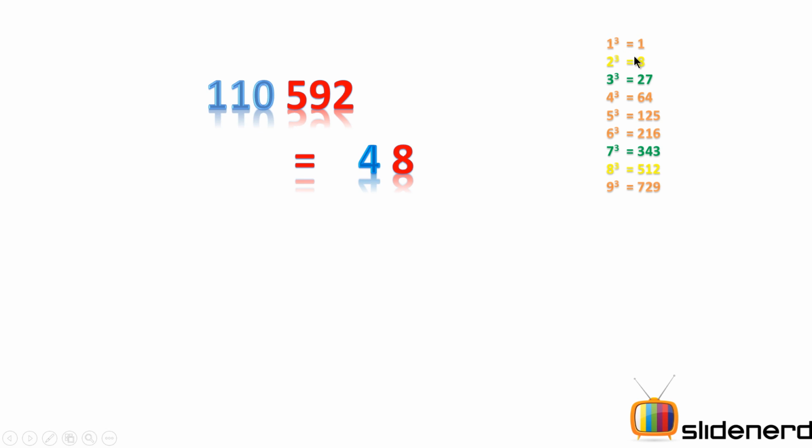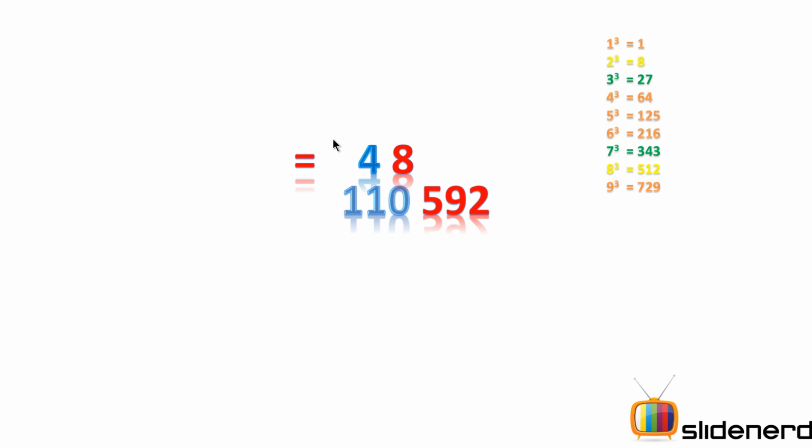Now, if I look at the table, 110 is greater than 4 cubed, that is 64, but less than 5 cubed, that is 125. That means it is not crossing 5, hence we are going to use 4 as our tens digit. And hence the answer for 110592 is 48. That is, 48 cubed is 110592.